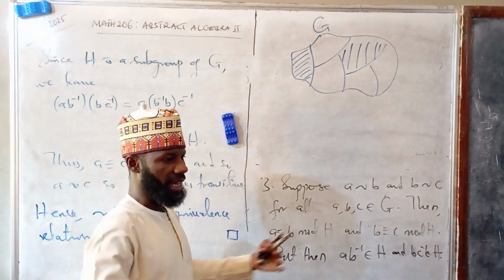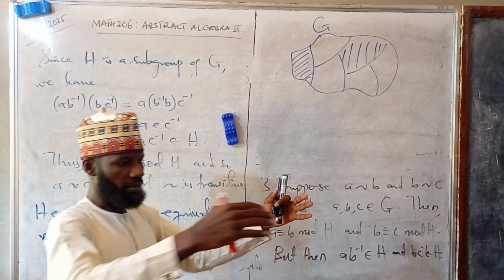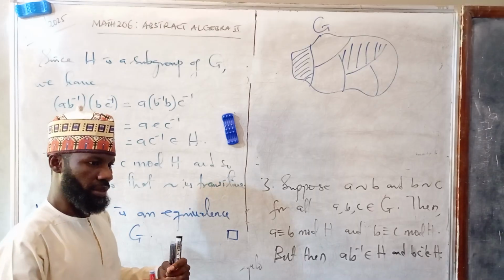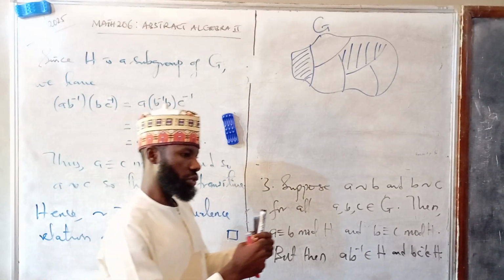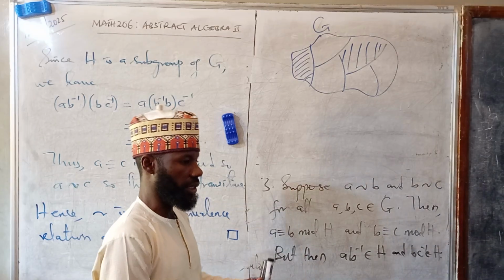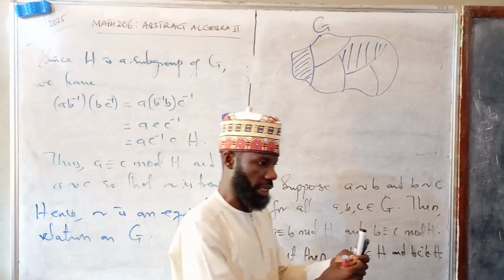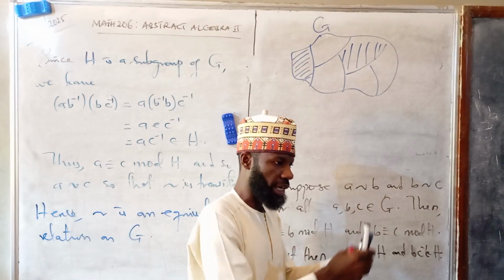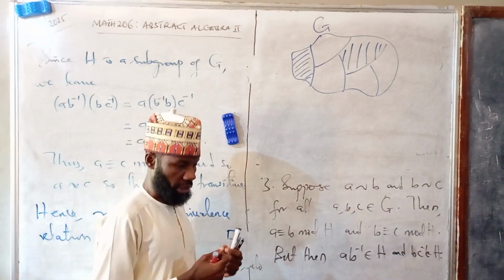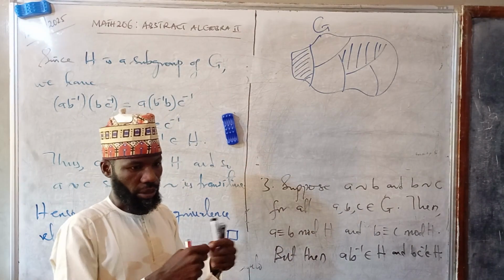Assuming the whole university is a group, two students of the university are related if they are in the same department. A student cannot be in two different departments in the university like this. And so therefore, this is an equivalence relation.